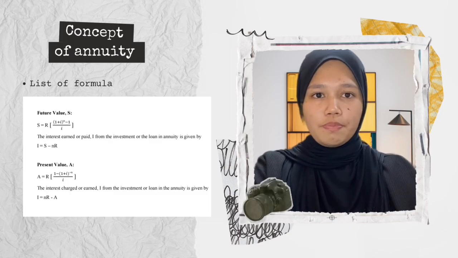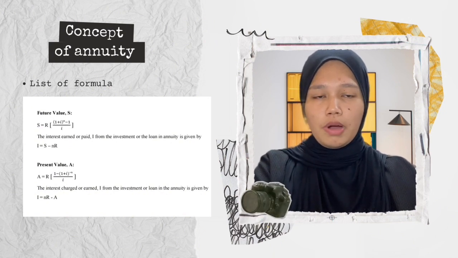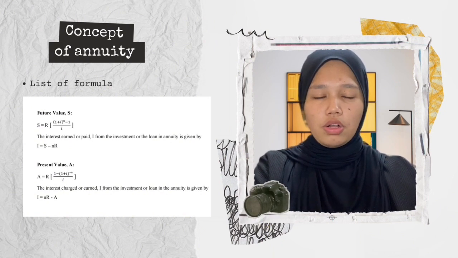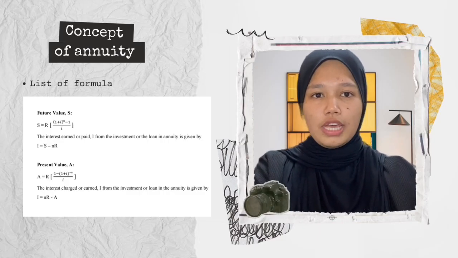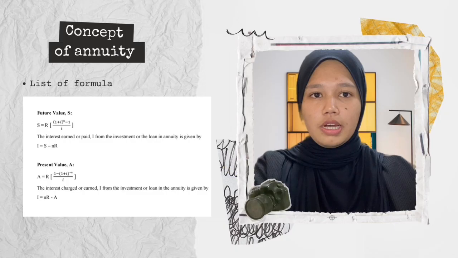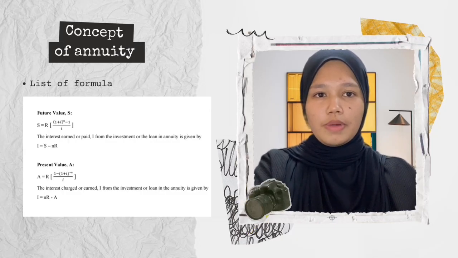Next, let's look at the present value formula. A equals R multiplied by open bracket 1 minus open bracket 1 plus i close bracket raised to the power of negative n close bracket, all divided by i. In this formula, A represents the present value of the annuity, R is the regular payment amount, i is the interest rate per period, n is the number of payment periods. In addition, the interest charged or earned can be calculated using I equals nR minus A.